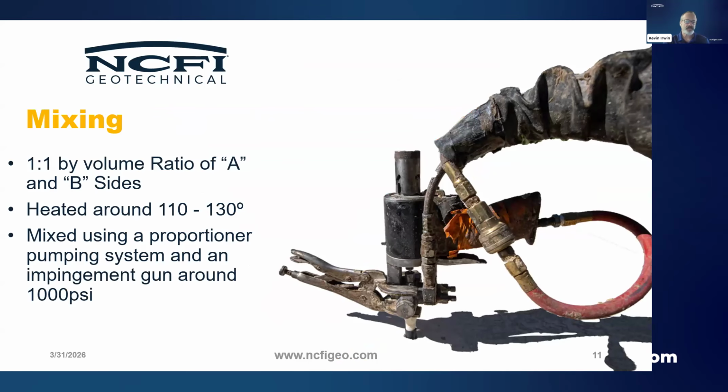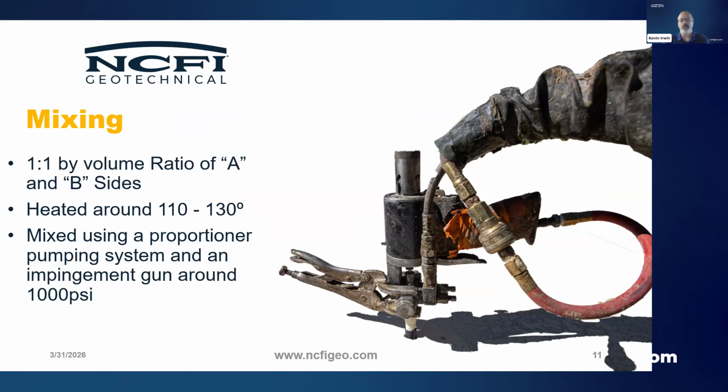Mixing of two component systems should be 1-to-1 by volume. That's by volume of A to B. So the drums may weigh differently, but they'll have the same volume of chemical in them. Heated, 100 to 130 is a general range for most systems. But all of our technical data sheet information is from chemical that was shot at 110 degrees. So that's kind of our baseline there.